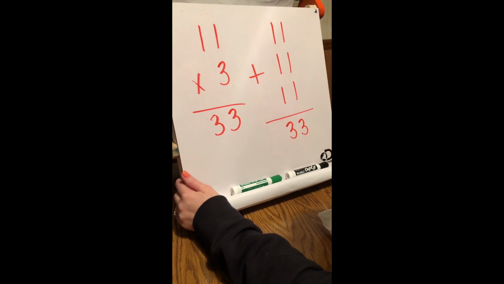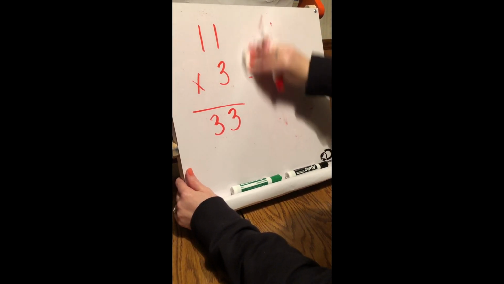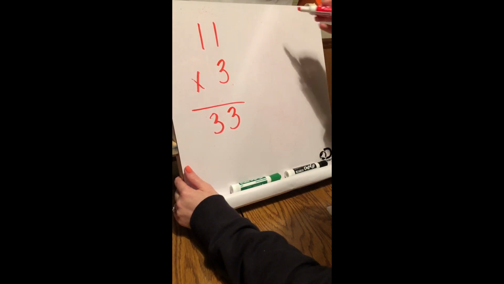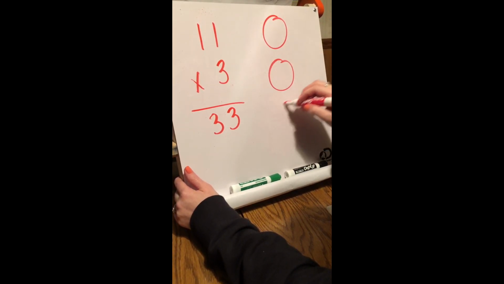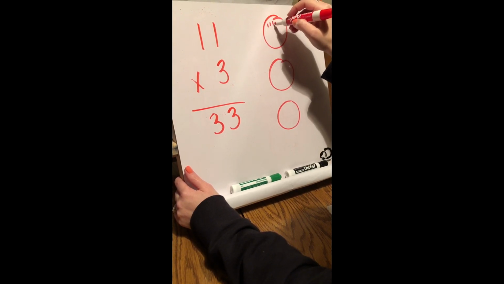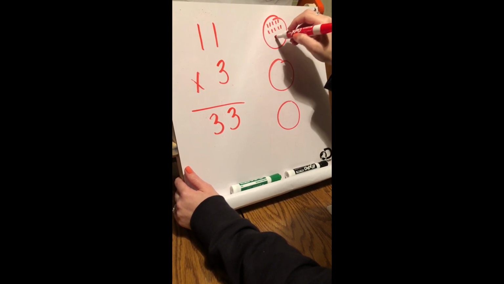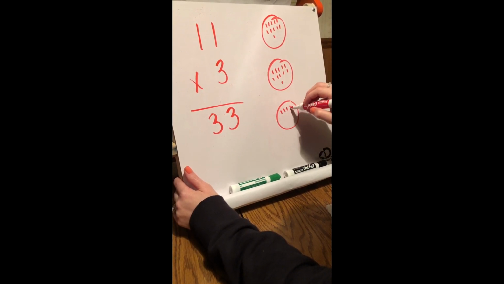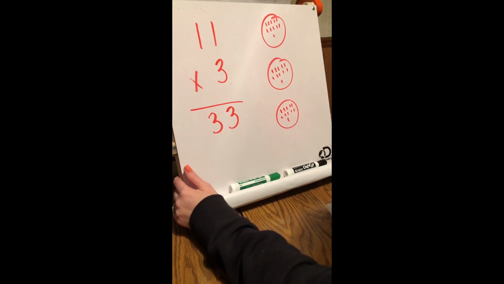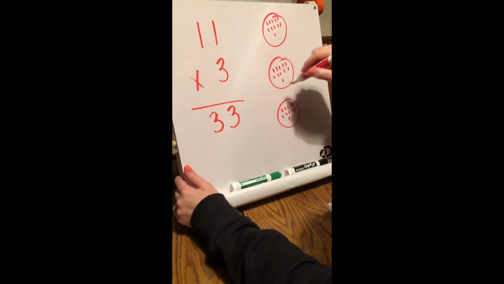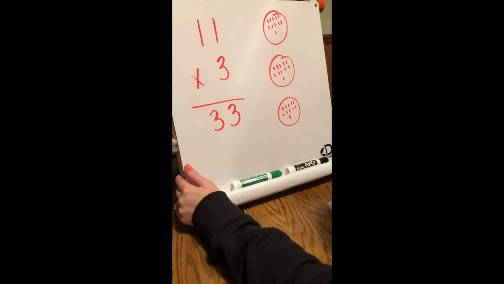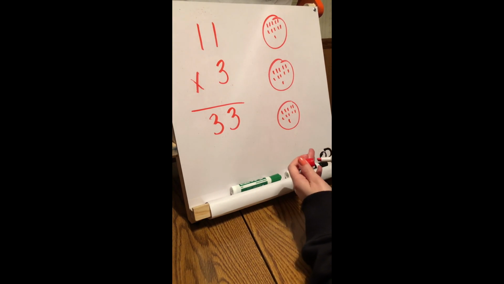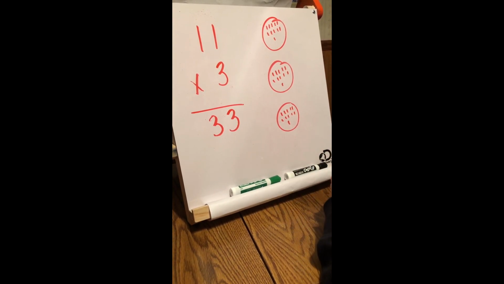However, you know me and I love to draw pictures. So we could draw a picture for this. You could either do 11 groups of 3 or you could do 3 groups of 11. And you could count up all of your little marks, and there should be 33 of them. So that was just a little video to show you and remind you of all of your multiplication strategies.